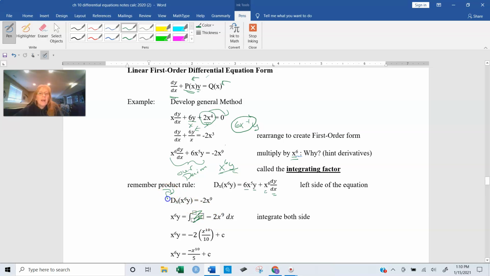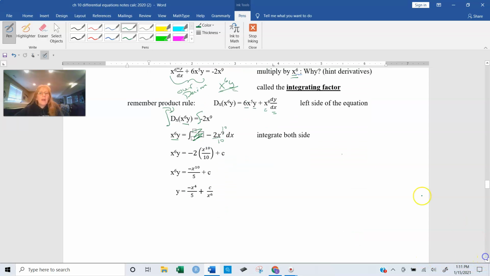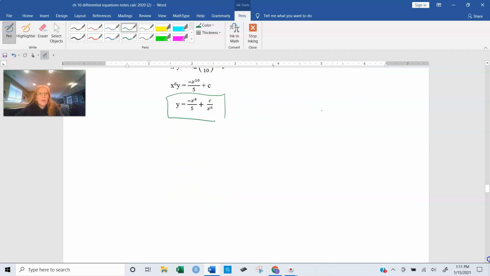Now, if I take the antiderivative of both sides, well, the antiderivative of a derivative is just itself, the x to the 6th y. Now I have to do the antiderivative of this, so we add 1 and divide by the new exponent, plus c, don't forget. So we simplify, and now y has to be by itself, so we divide everybody by x to the 6th, and this is our final answer. Kind of weird, right? All right, are you ready for the steps so you can do this on your own?